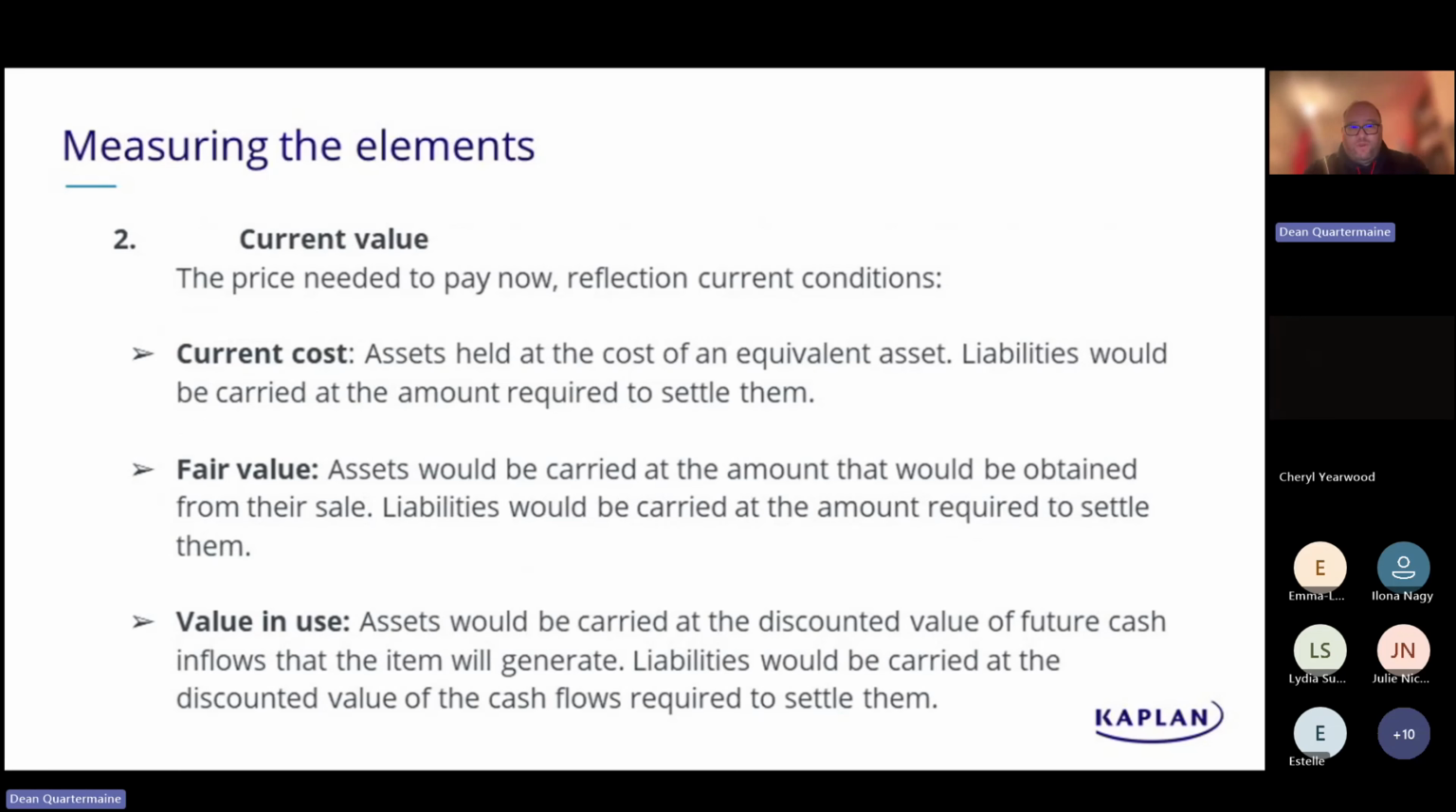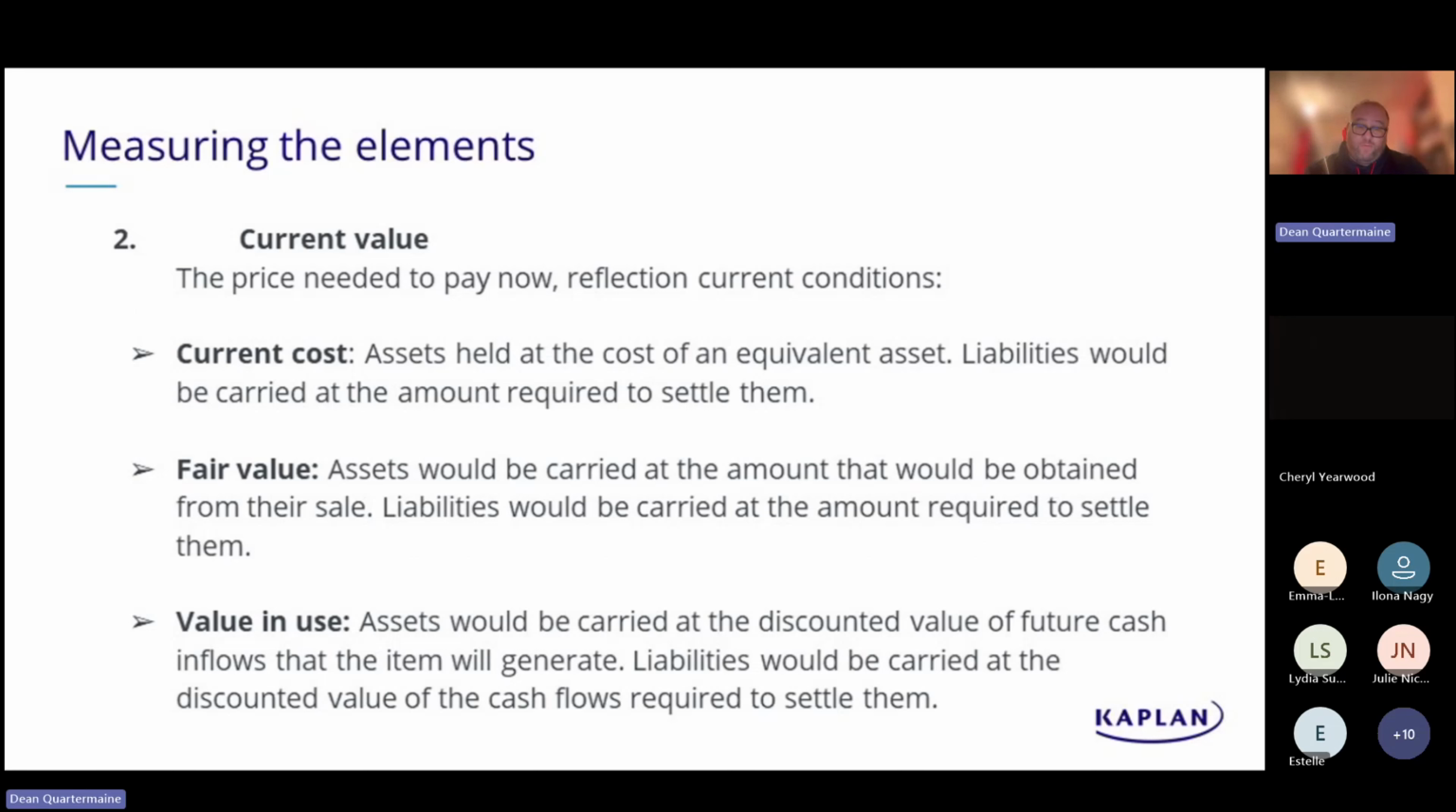That's one way. The other way is current value, the price needed to pay now, reflective of current market conditions. And within that, you've got the current cost. Assets are held at the cost of buying an equivalent asset. So you measure the value of the asset based on what it would cost to replace the asset.